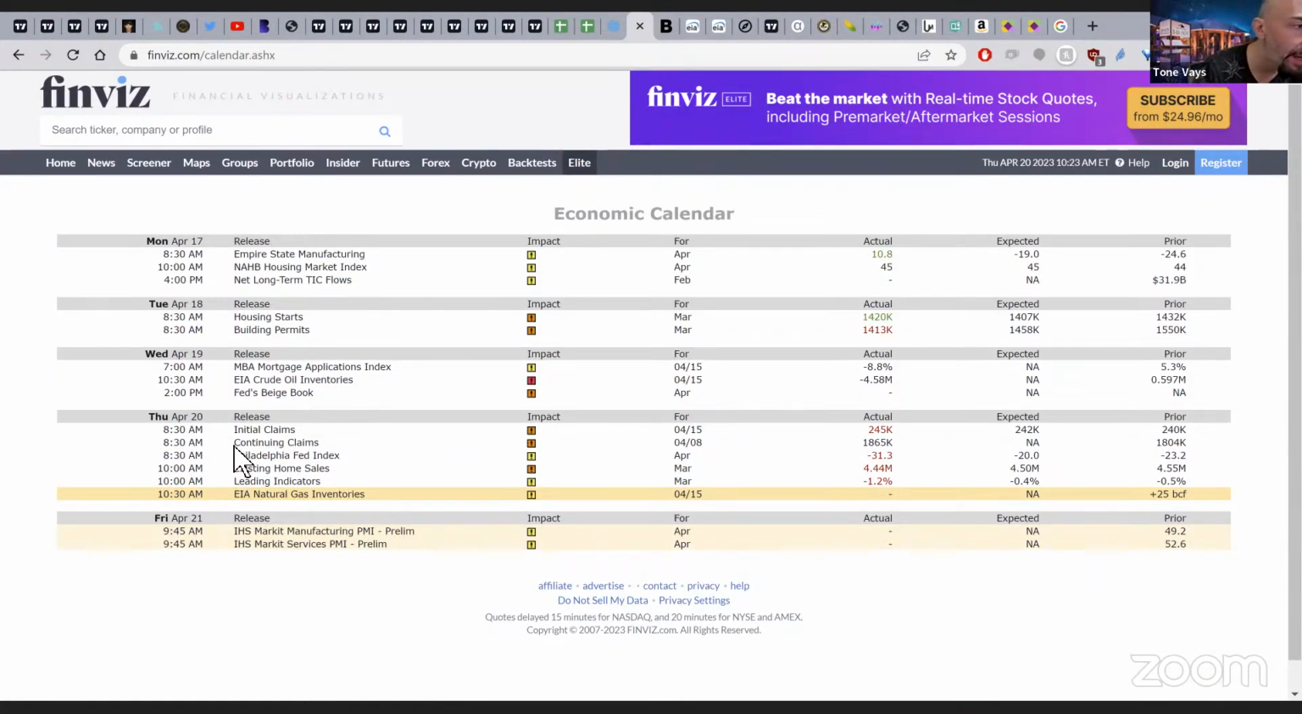Today is Thursday. 8:30 in the morning, we got the initial claims. How did those go? Okay, so there were more unemployed people. There were more initial claims than anticipated. So that means unemployment is going to rise, which is something the Fed has been trying to do. They were trying to get more people fired. And that seems to be bullish for the markets. More unemployed people is bullish for the markets.